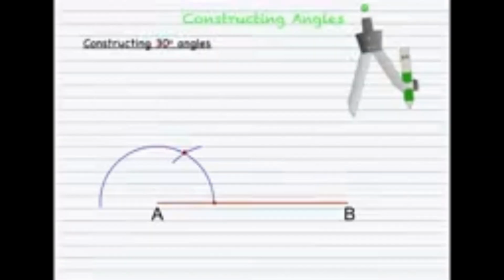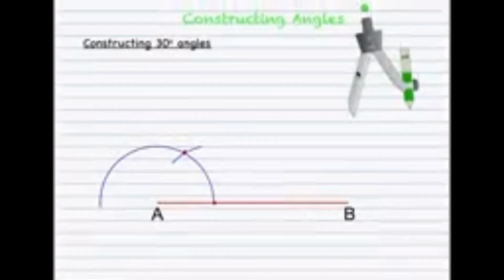Alright, so now that we know how to bisect an angle, let's move on to the construction of the 30-degree angle. Now a 30-degree angle is just a half of 60 degrees. So if I can bisect a 60-degree angle, then I would have created the 30-degree angle. So assume that I already have a 60-degree angle.